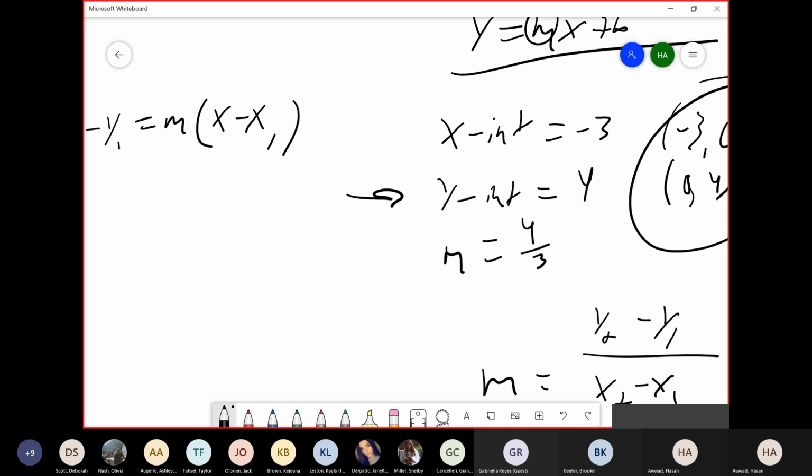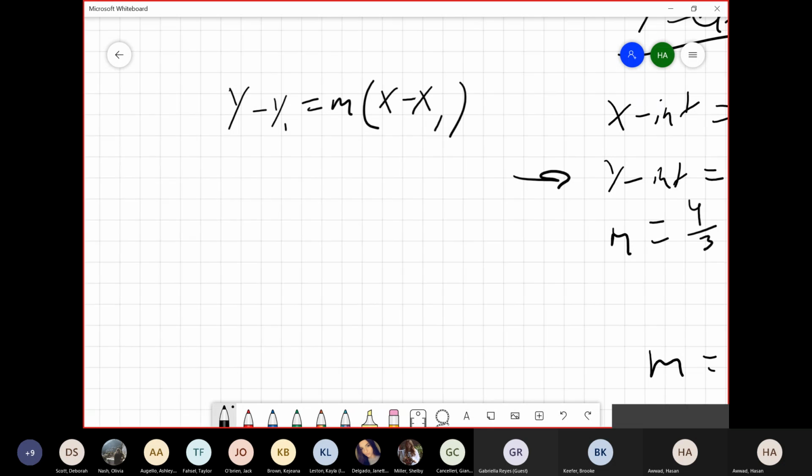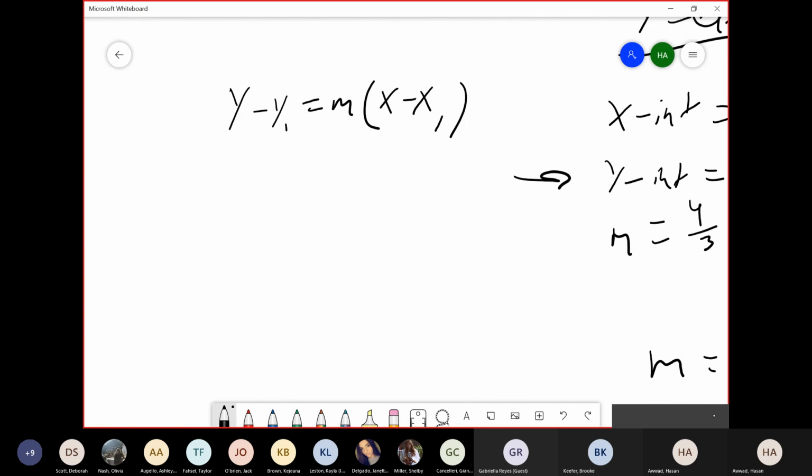If they gave you any other point that wasn't the y-intercept, you would have to plug the points in. And in this case, just to really show this, I want to show that you could plug in the x-intercept, and this will still work. So the x-intercept is (-3, 0). The y component of (-3, 0) is just 0, right? So y minus 0 is equal to 4/3 x minus -3.